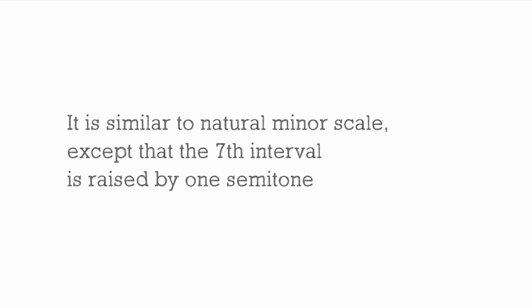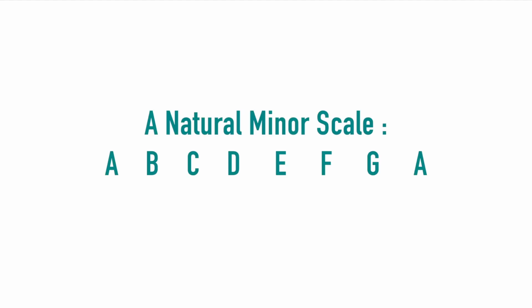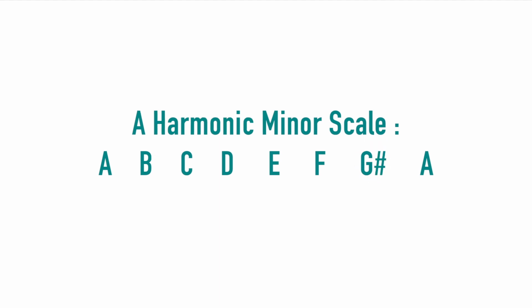Harmonic minor scale has the same notes as the natural minor scale, except that the seventh interval is raised by one semitone. Look at this, this is a natural minor scale. If we raise the seventh note with one sharp, it becomes the A harmonic minor scale.